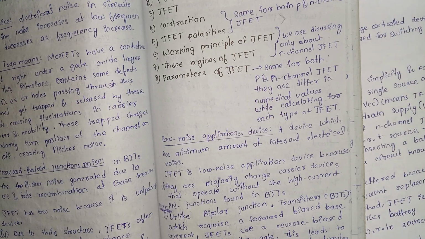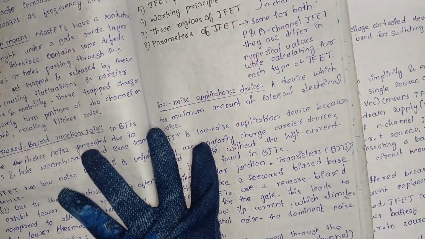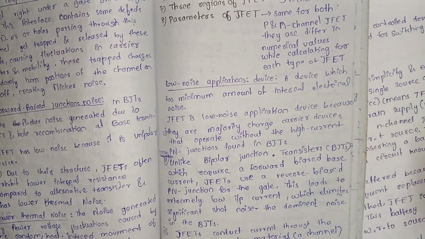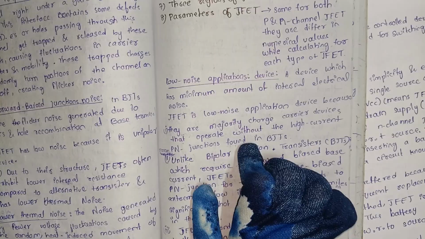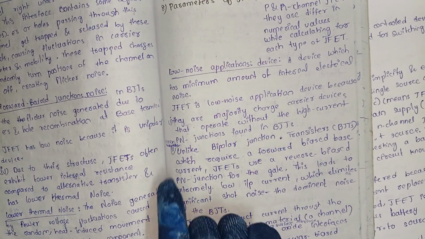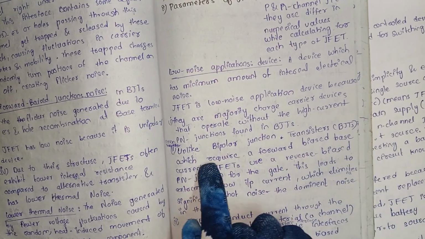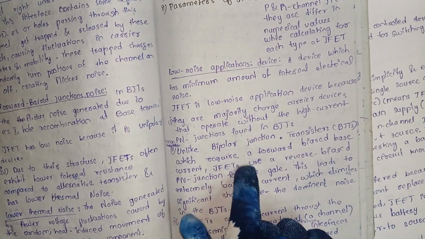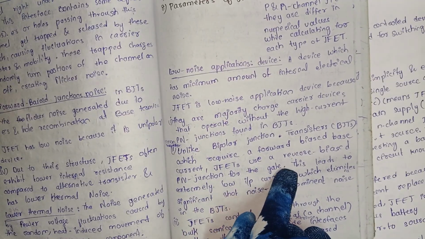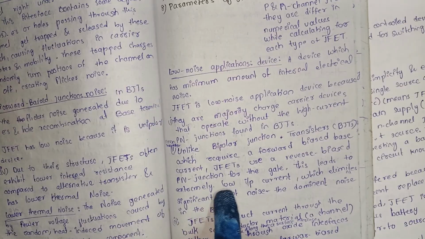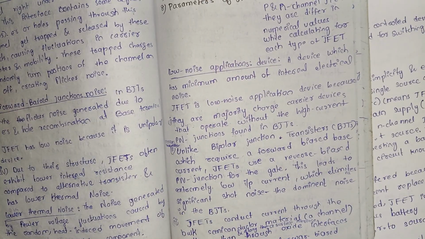So JFET is a low noise application device because they are majority charge carrier devices. Means the current conduction is by majority charge carriers, which operate without the high current PN junctions found in BJTs. Unlike BJTs, which require a forward bias base current, JFETs use a reverse bias PN junction for the gate. This leads to extremely low input current, which eliminates significant shot noise, the dominant noise in BJTs.